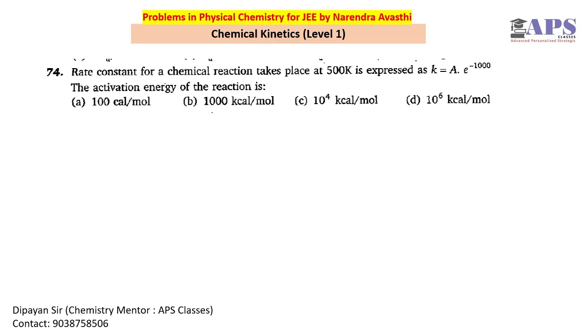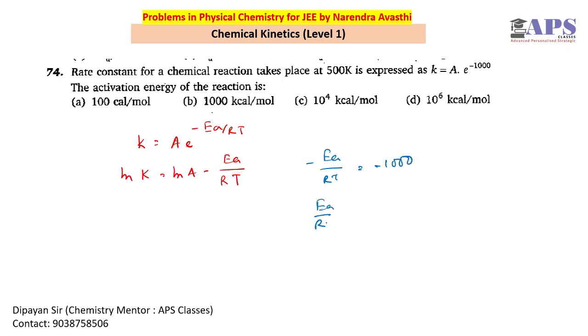For question number 74, again K equal to A e to the power minus EA by RT. So ln K equal to ln A minus EA by RT. According to the question, minus EA by RT equal to minus 1000, or EA by RT equal to 1000.